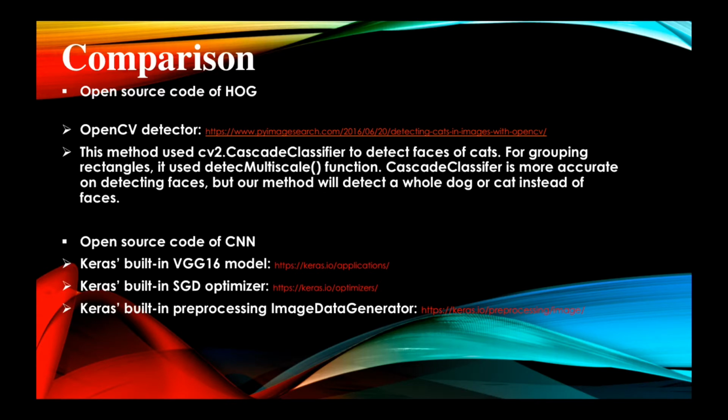This link tries to detect the faces of cats using OpenCV's Cascade classifier. It is more accurate at detecting faces, but our method will detect the whole object instead of just the face. In the CNN part, we use the open source code of CNN from Keras built-ins. However, this built-in method just provides some high-level structure of the CNN model. In order to construct our own CNN model, we adjust the parameters and some convolutional and dense layers.